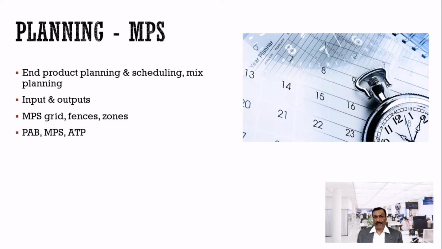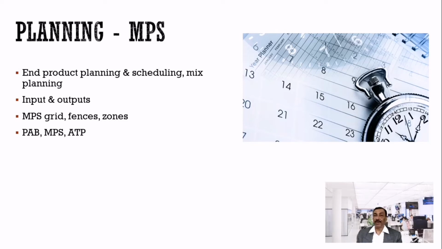And here we are going to do some calculation using the system, something called PAB, projected available balance. Then the important output of this process is the MPS, master production schedule. End product wise, what is the schedule required?